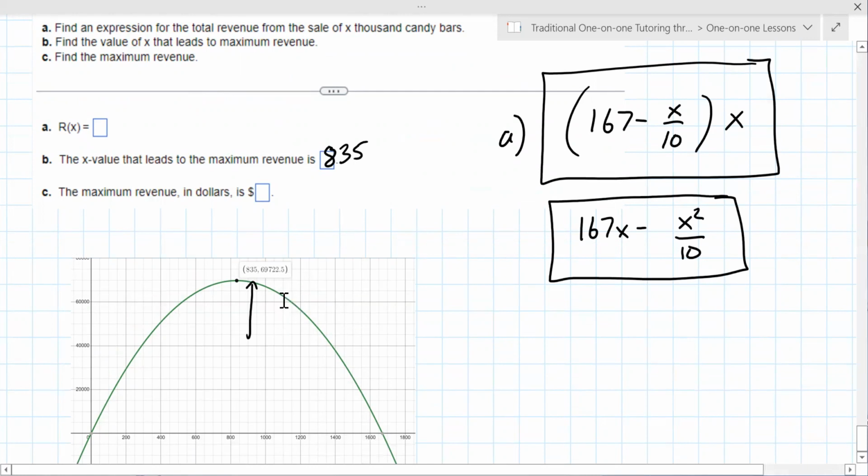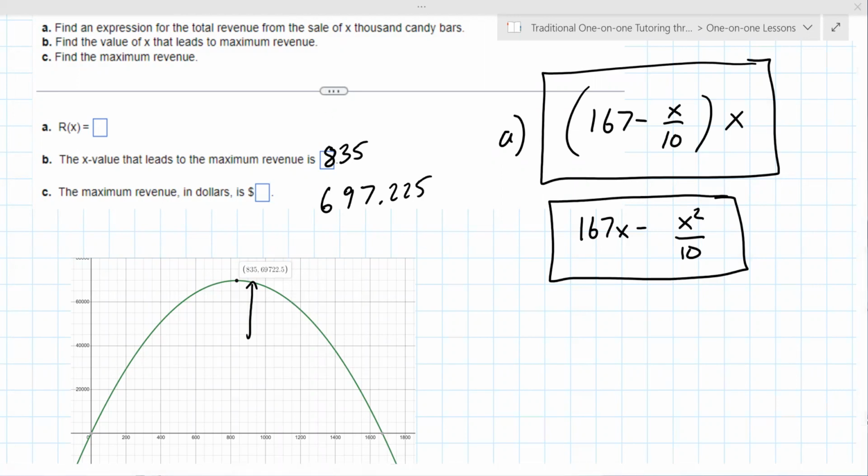Now, the revenue is in cents. So this number here, 69,722.5, is in cents. So you have to move the decimal left 2 places. So the answer would be 697.225 because that's dollars, not cents. Oh, I really don't like this one.